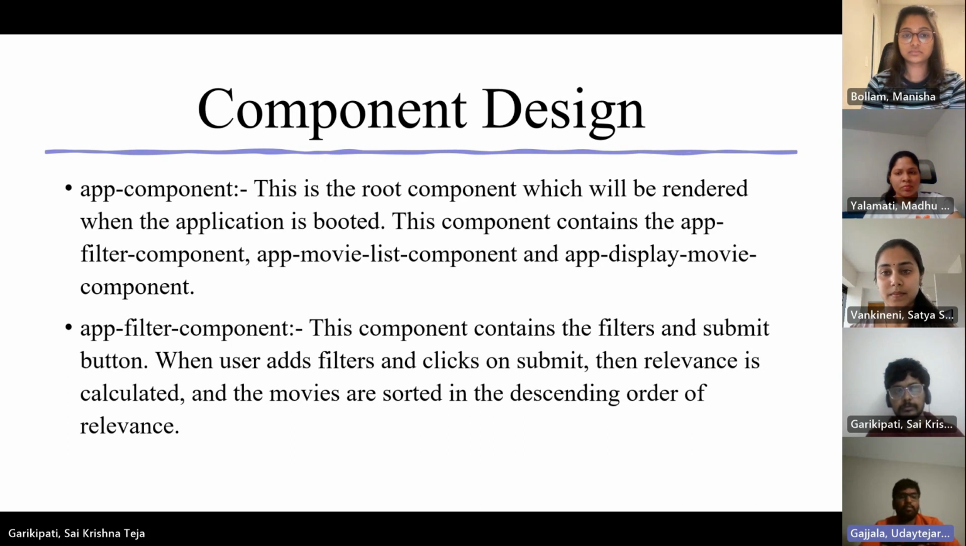Coming to the filter component, the first one in the subcomponent list, this is the primary component which filters the list according to the requirements the user wants. Whenever the user wants to filter the data and clicks on the submit button, the relevance results will be calculated and displayed. Movies are sorted in descending order of relevance. Please move on to the next slide.